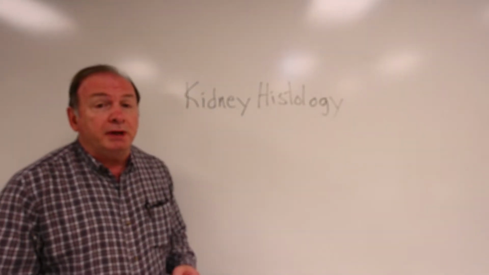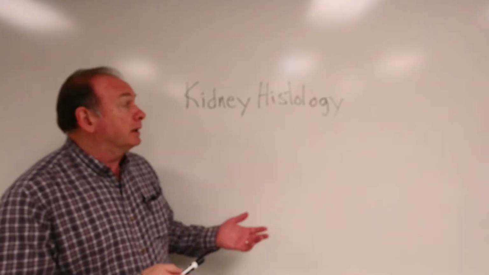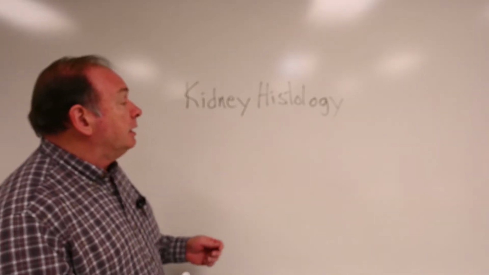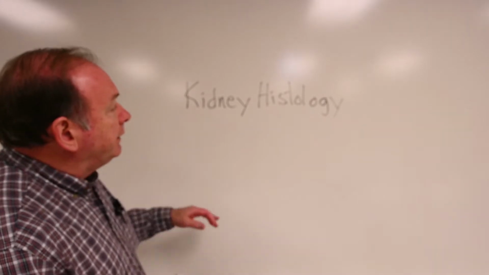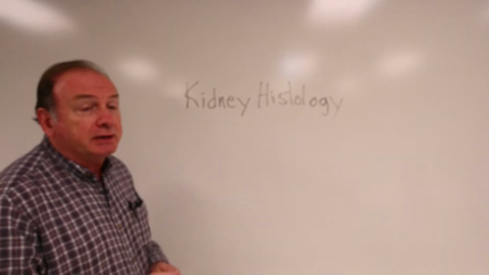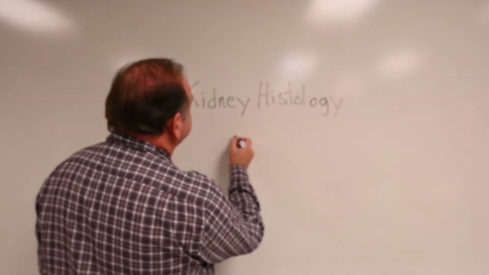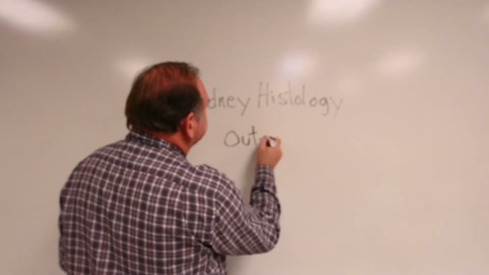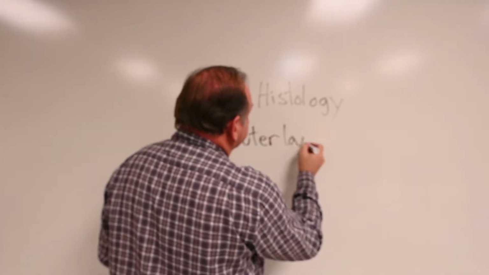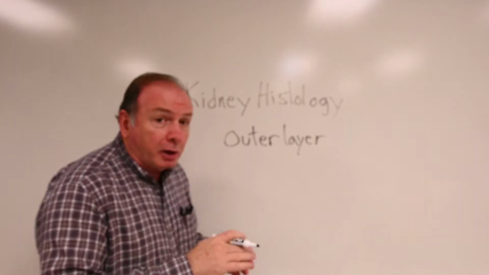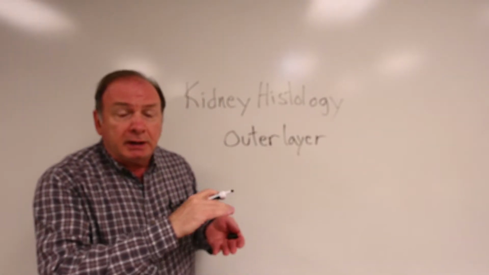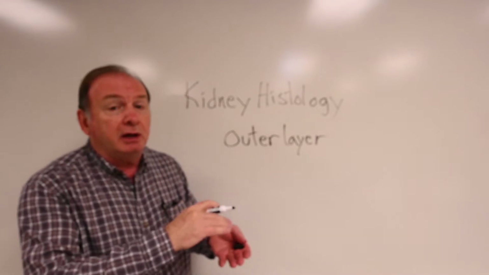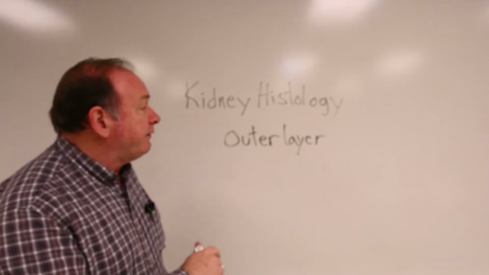Now, a few items dealing specifically with kidney histology. First thing we're going to look at is the capsule, the kidney capsule. The kidney capsule has two layers. Has an outer layer. The outer layer is made mainly of typical capsule type connective tissue, a dense, irregular connective tissue capsule with fibroblasts.